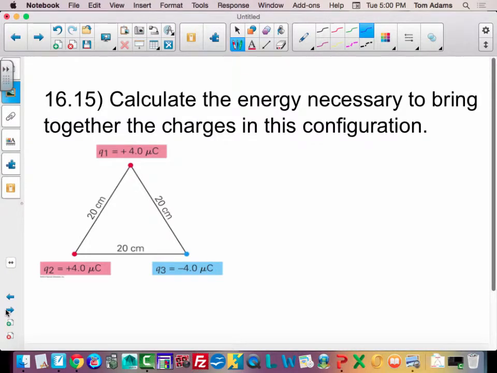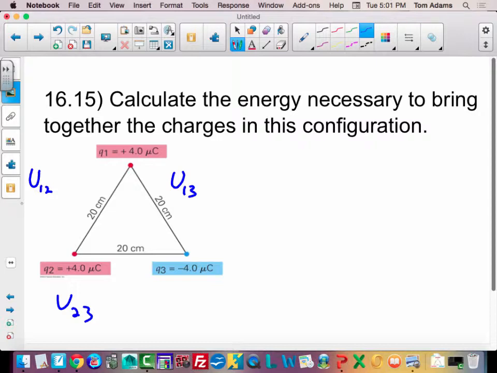So for problem number 15, it says calculate the energy necessary to bring together the charges in this configuration. So now, when we're going to talk about energy, we have some potential between 1 and 2, some potential between 1 and 3, and then some potential between 2 and 3. 1 and 2, 1 and 3, 2 and 3.